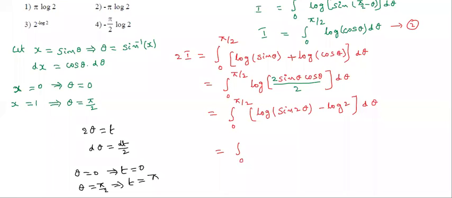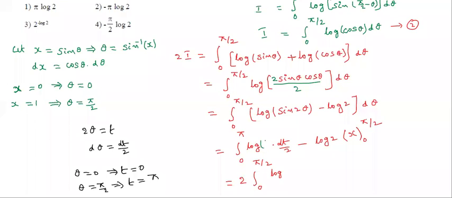Now 0 to pi log t into dt by 2 minus. This log 2 is constant, take outside, integration 1 dx, x from 0 to pi by 2. Okay. Now here see that one property is there. 2 into integration 0 to pi by 2 log t. So this is not log t, sorry, log sine t. I have written a mistake.